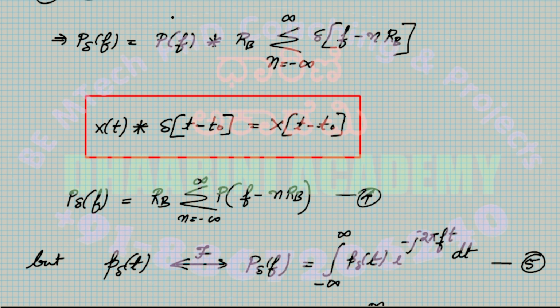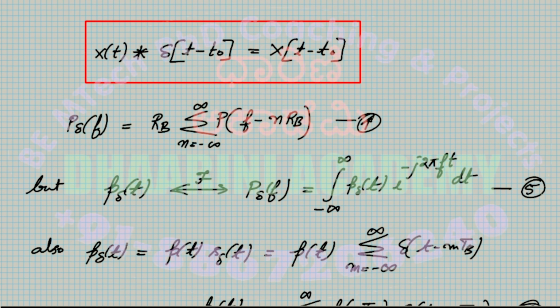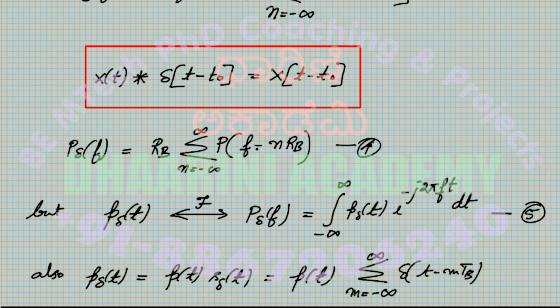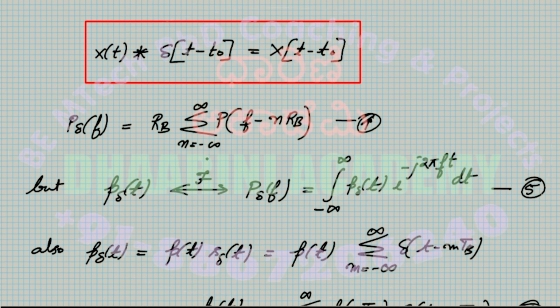So what you see, P of f goes inside the summation and gets written as equation number 4 shows, P of f minus nRB. Because the delta function was located at nRB, your P of f gets shifted to that position, P of f minus nRB. Outside I still have RB and the summation as it is. Is it okay? That's what equation number 4 is all about. Now we hold on to this for the time being.